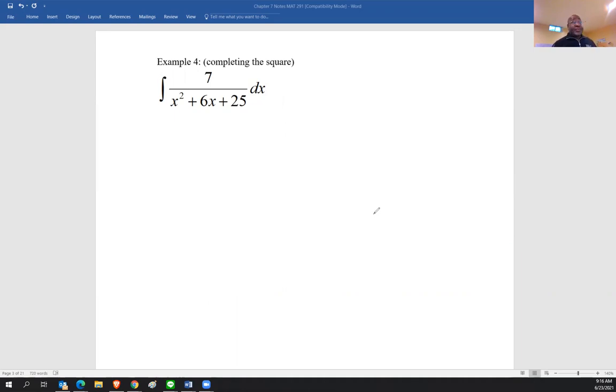Now this one's particularly tricky because we can obviously see that using the substitution method in the simplest sense isn't going to work for us in this case. Letting u be the denominator, x squared plus 6x plus 25 would yield a derivative, a du of 2x plus 6, and we've got nothing like that in the numerator, okay?